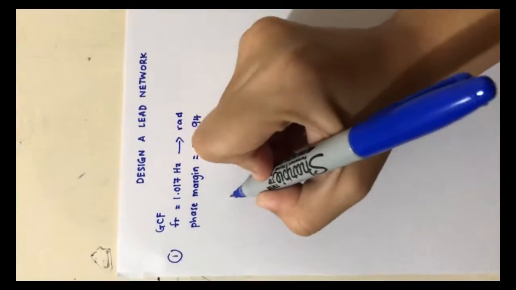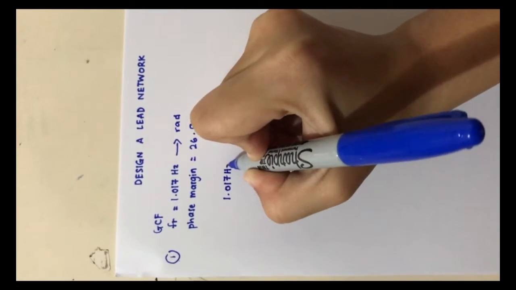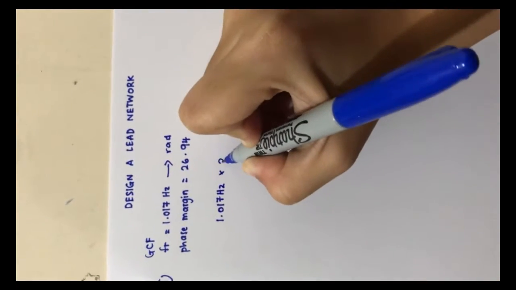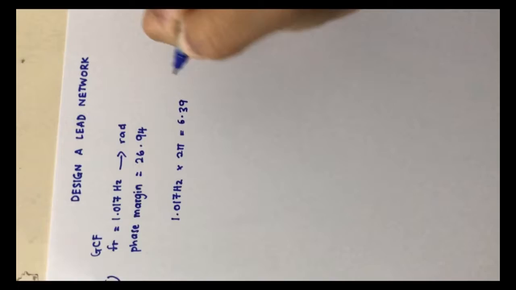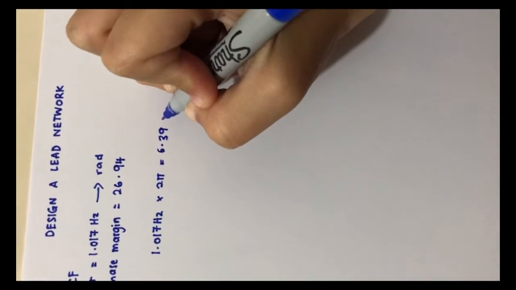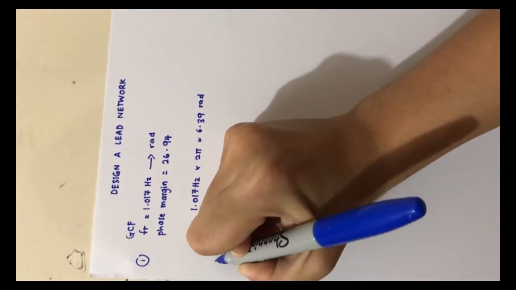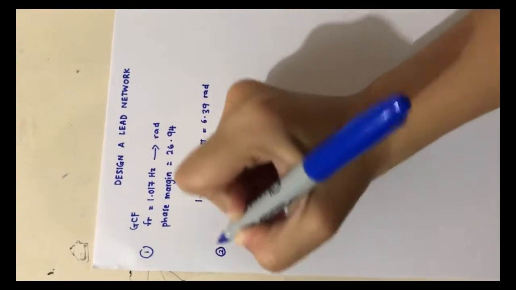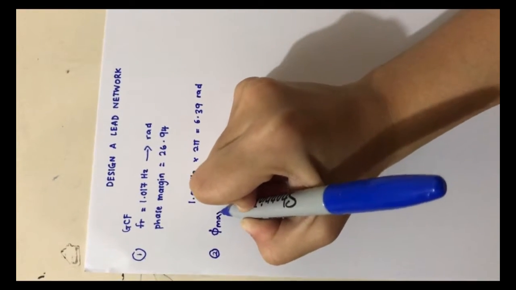We can do this by multiplying 1.017 hertz times 2 pi. We will obtain 6.39 radian. Okay, so in the next step, we will have to find the phi max.